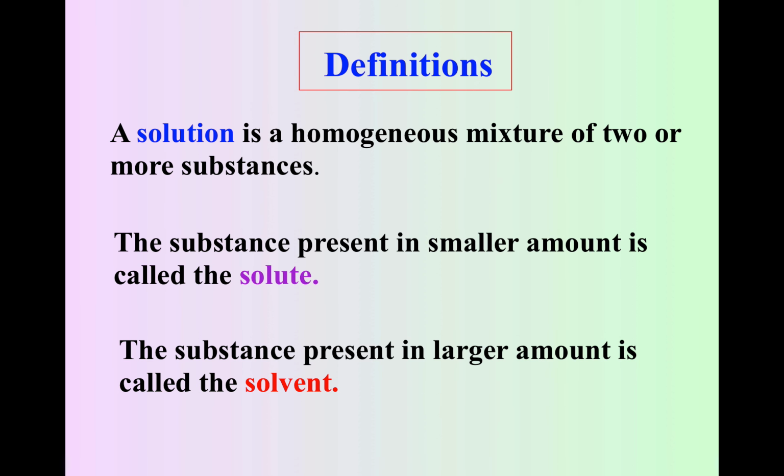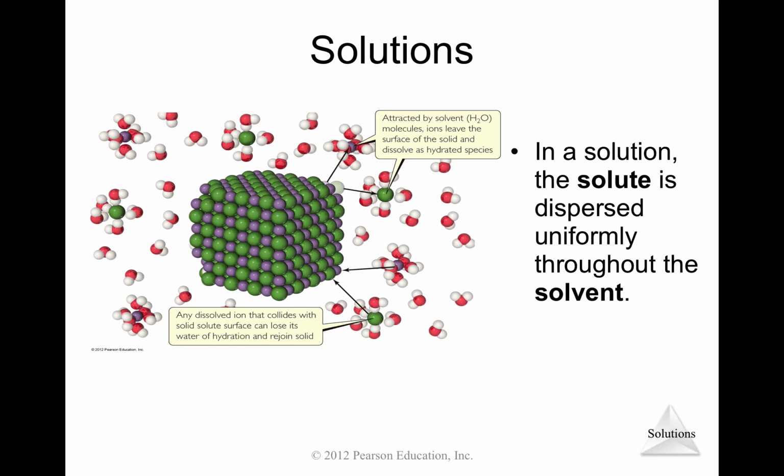So there's the solute, the thing in the smaller amount, and the solvent, the thing in the greater amount. The solvent surrounds the solute. So in a solution, a solute is dispersed uniformly throughout the solvent, right? That's important to understand, right? So the concentration on one side of a sodium chloride solution is the same as the concentration on another side of a sodium chloride solution.